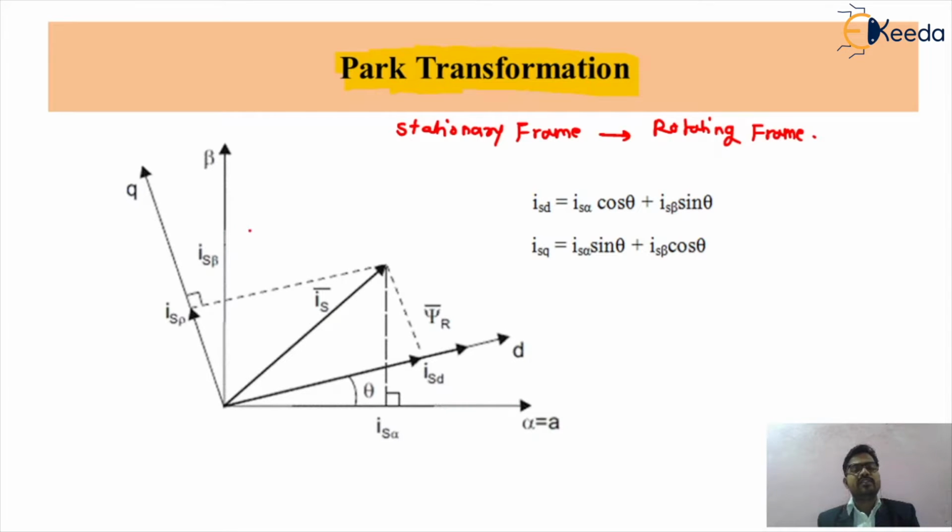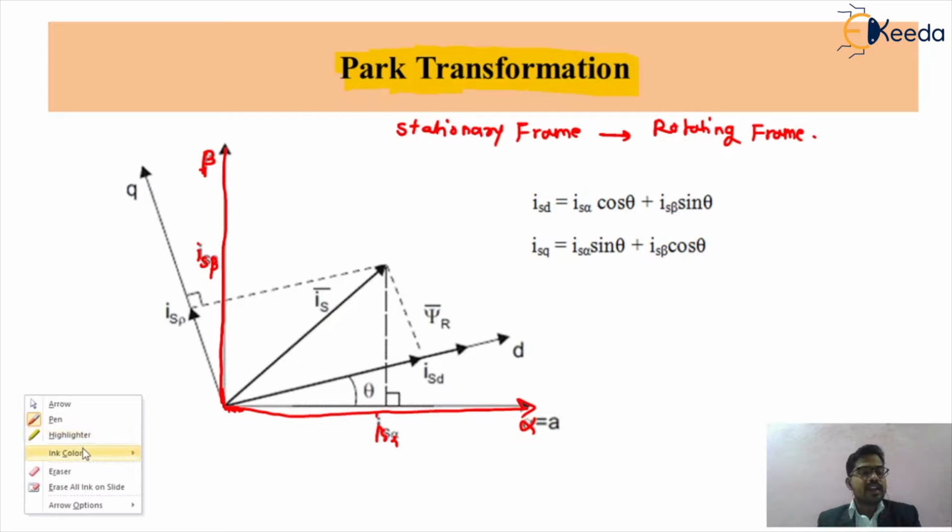So friends, first of all, this will be alpha and beta. Alpha and beta are the stationary frame components that we already derived from the different phase components. This is the alpha frame and this is the beta frame. This is the stationary frame. These are the Is alpha and Is beta that we derived earlier, the alpha-beta components, the stationary frame components. Now we want to convert this stationary frame into a rotating frame. I can show it again with a different color so we can get the concept.